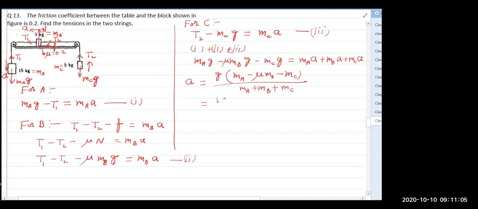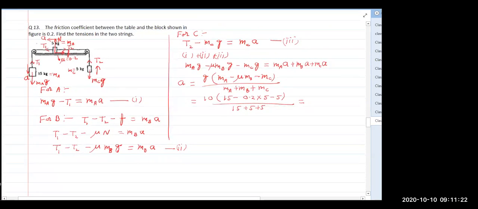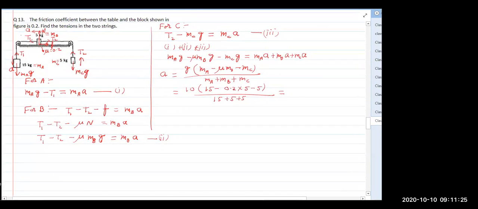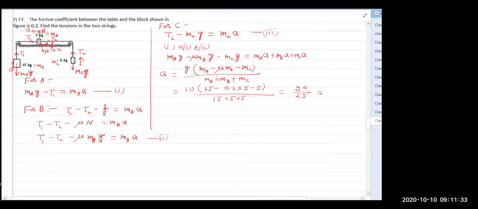If you put in G and all the values, MA is 15, minus mu is 0.2 times MB is 5, minus MC is 5, divided by 15 plus 5 plus 5. So 15 minus 1 minus 5 is 9. So that is 90 by 25 we are getting, which can be written as 18 by 5. So this much acceleration we are getting. Now if we have this acceleration, we can find the tensions.